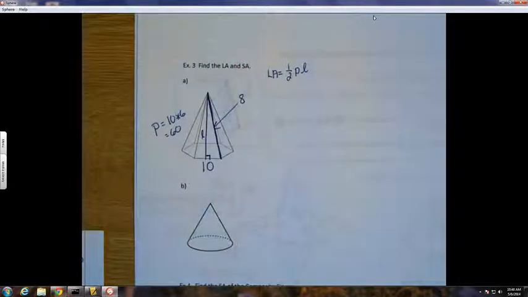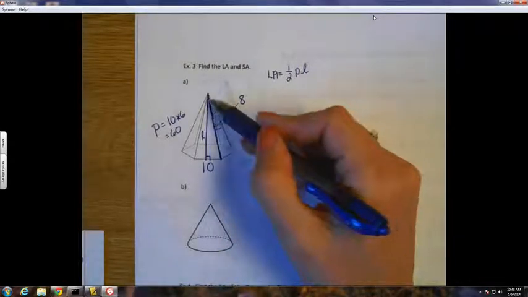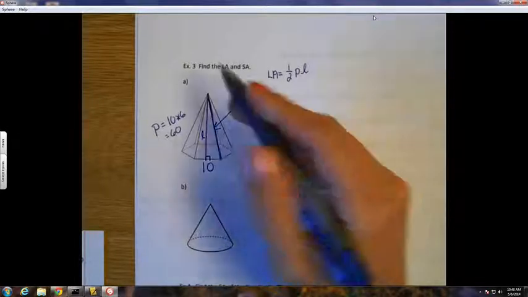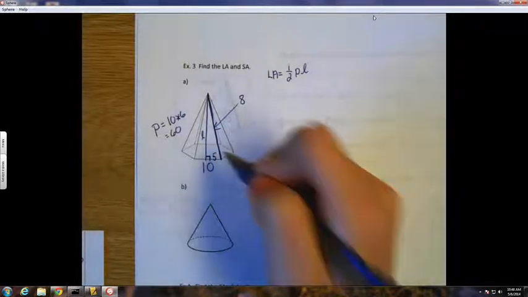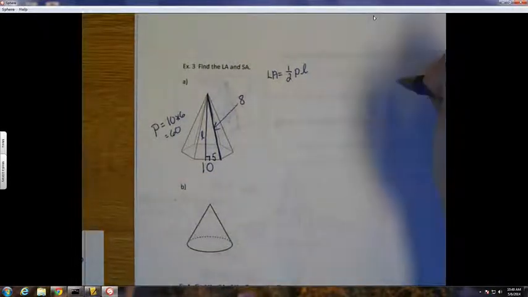If you have a part that's not known to you on these, what theorem do you think is going to help you get it? Pythagorean theorem just about every single time. So do you see the right triangle here? I don't know the L. I know the 8. What about this bottom side? 5. So how are you going to get the L? Pythagorean theorem. So I'm going to do it off to the side over here. So how's it going to get set up?